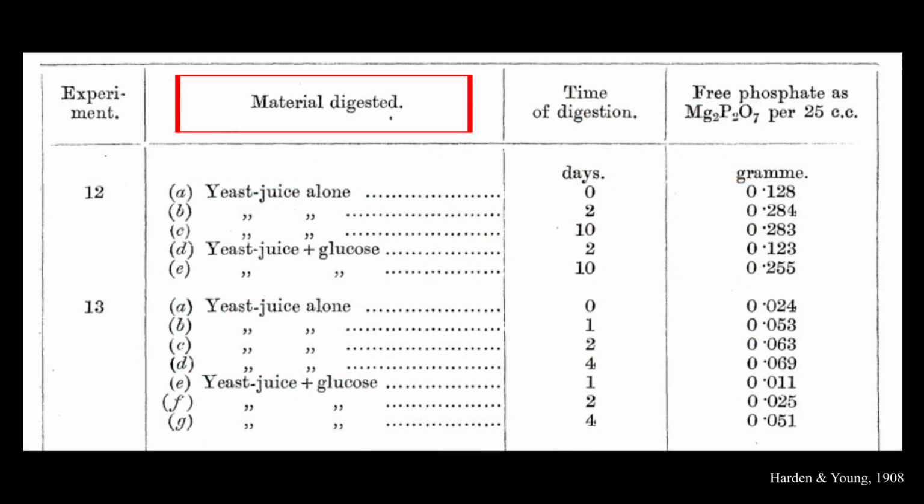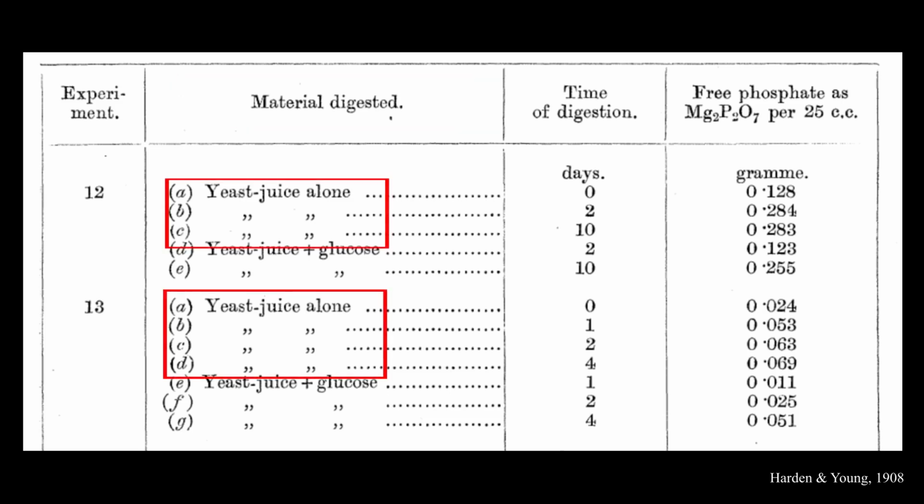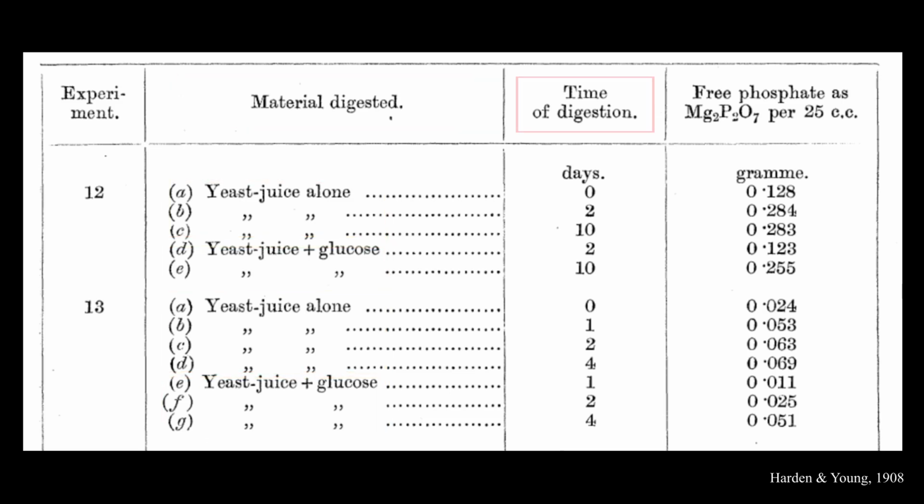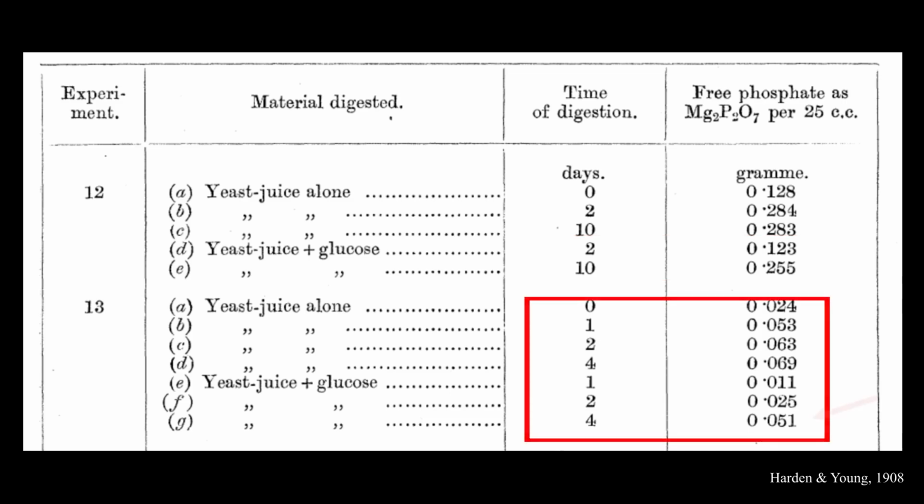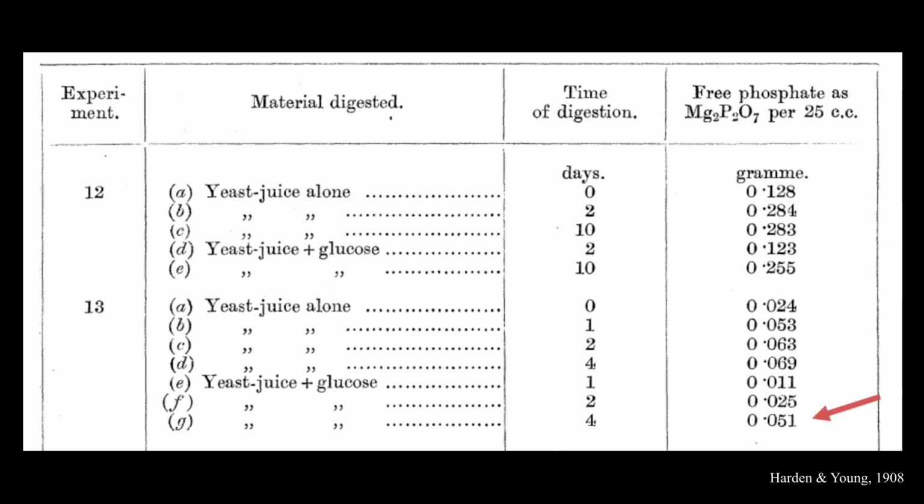So this first column specifies what was in the mixture, either yeast juice alone or with glucose, and this column is how long the solutions were incubated for, and this last column is how much free phosphate was generated. And in this first experiment, we can see that it took only 2 days for free phosphate to reach the steady state level of 0.284 grams per 25 mils of solution when there was no glucose, but it took 10 days when glucose was added. The second experiment showed a similar trend but with faster kinetics. In this case, it took only 4 days to reach steady state.